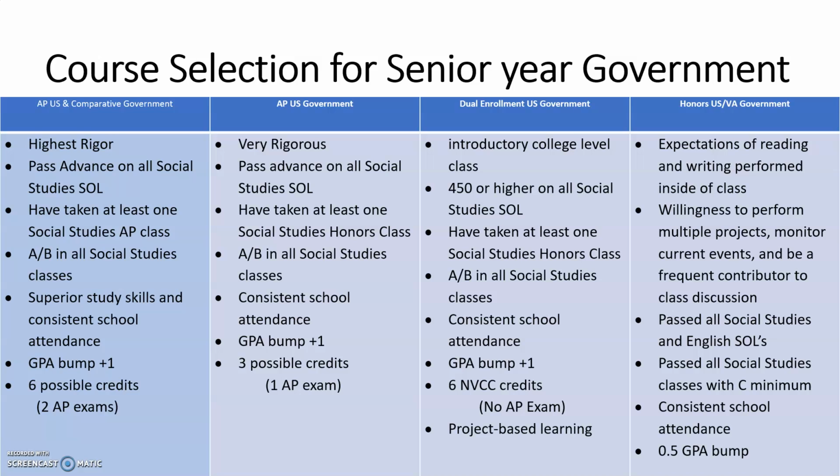Lastly on this list, we have Honors USVA Government. This will be, again, a focus only on the United States government. This gives you a 0.5 GPA bump, but there is no college credit.